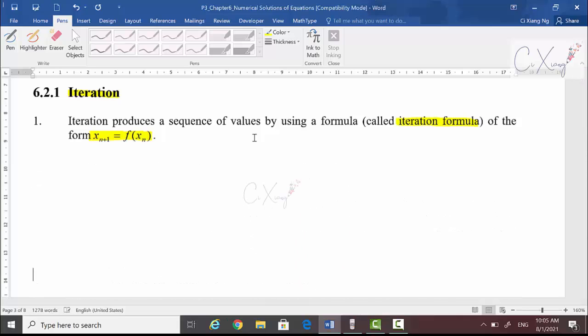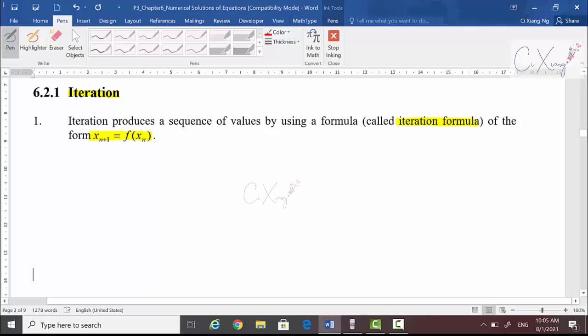As an example, let's say I have x^3 minus e^x equals 0. You can try to arrange it into an iteration formula. What is the pattern of the iteration formula again? The left hand side is x, and you move everything to the right hand side. There are many ways for you to do this. Maybe I show you the first method here.